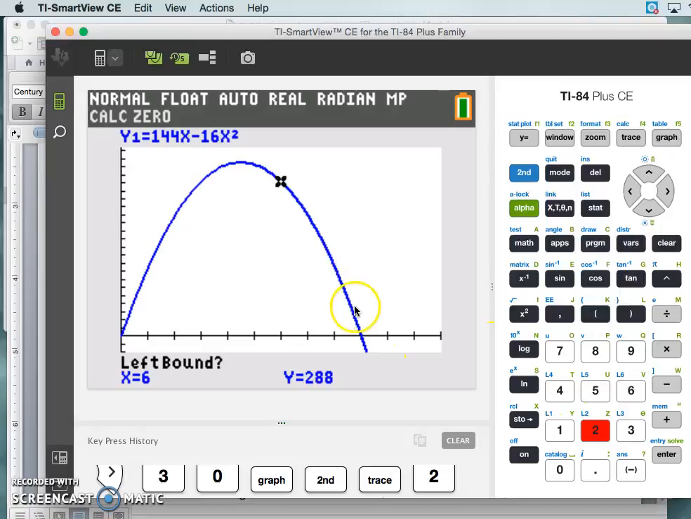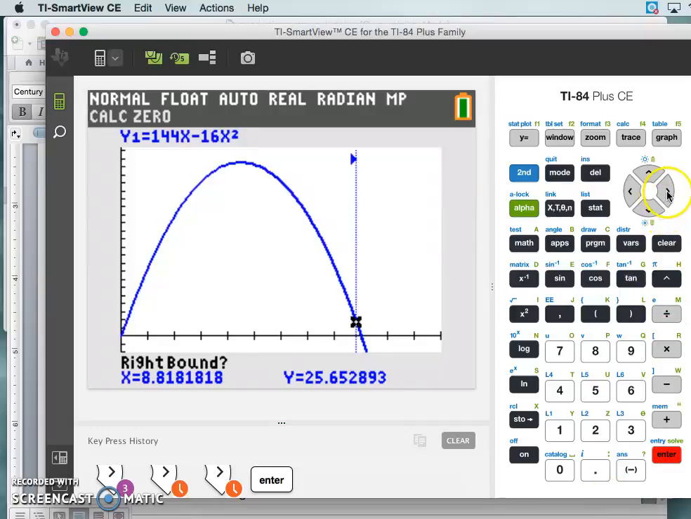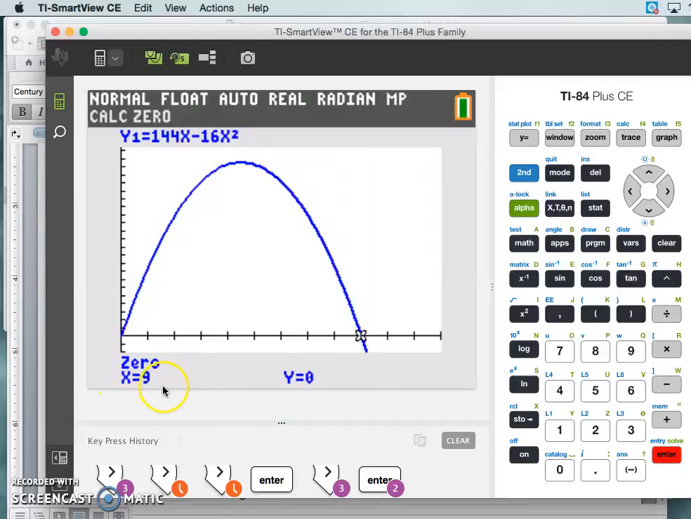And the left bound should be on the left side of the 0. So our y value should be a positive number. So I'm going to just move my blinking spider a little bit closer here. Okay, so I am positive y value because I'm to the left of the 0. Push enter. And then my right bound, since I'm on the right part of the parabola, the right 0, my y value should be negative. So I push enter, and then I want it to take a guess, and it tells me that right at 9 seconds is when the ball is going to hit the ground.